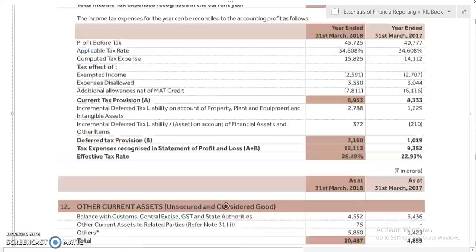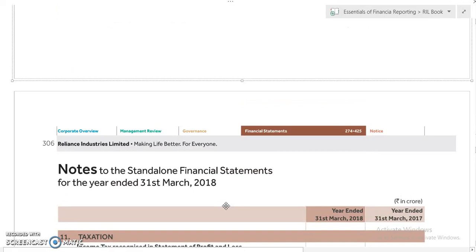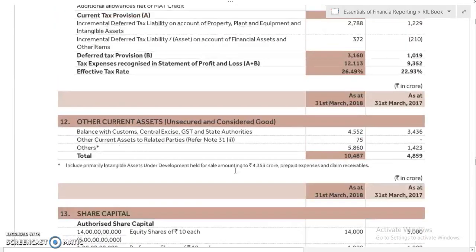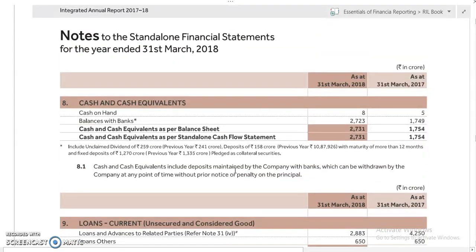Now you can always see as a user of the financial statements that the company should probably have managed the bank balance better, because there's a whole lot of money lying in the bank which should have been used for other short-term investments, so that you can make some more money, right? But those are things that can be managed. The next in line was loans, current and considered good.